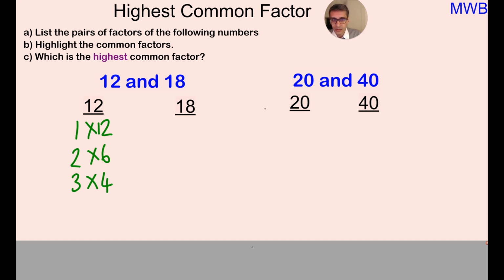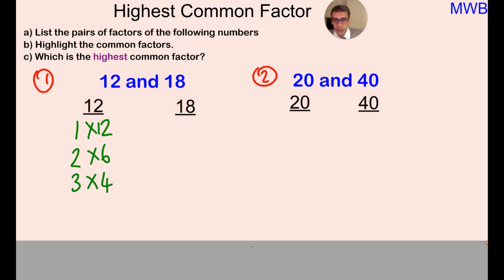Do the same for 18, and then do the same for 20 and 40. Then highlight any common factors, and then work out which is the highest common factor. So the biggest number that you see in the list that's common to both. So this is question 1 and this is question 2. Okay, pause the video if you need more time. I'm going to go through the answers now.